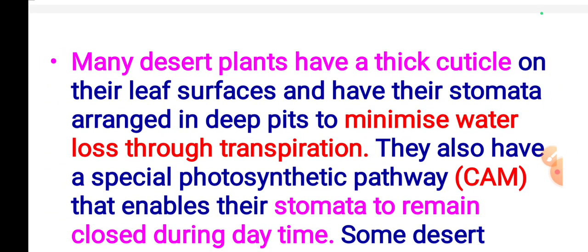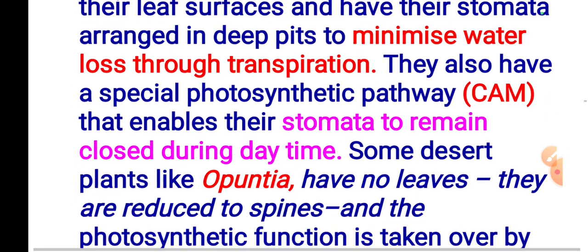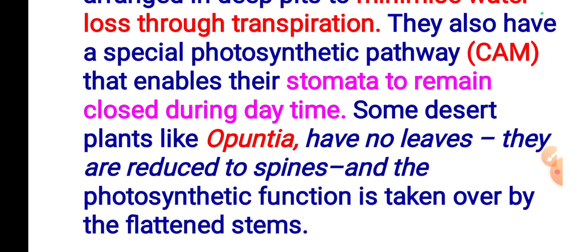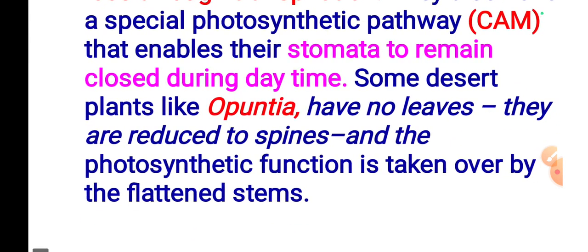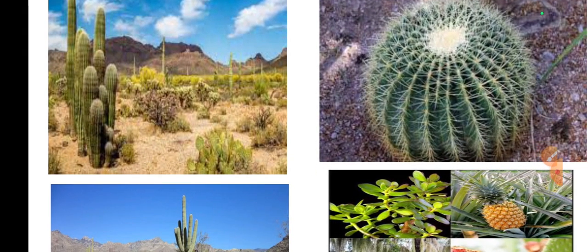Many desert plants have a thick cuticle on their leaf surface and have their stomata arranged in deep pits to minimize water loss through transpiration. They also have a special photosynthetic pathway, called CAM, that enables their stomata to remain closed during the daytime. Some desert plants like Opuntia have no leaves; they are reduced to spines, and the photosynthetic function is taken over by the flattened stems. See, these are desert plants.